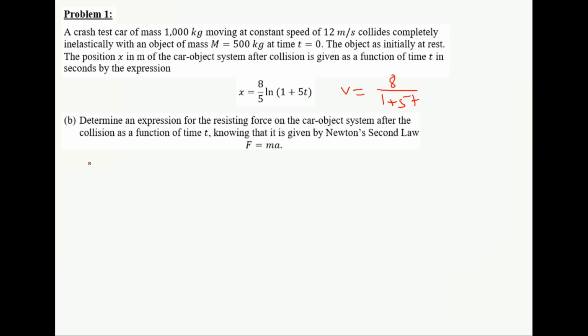Part B, determine an expression for the resisting force on the car-object system after the collision as a function of time t, knowing that it is given by Newton's second law, F is ma. So the resisting force is given by the law of dynamics, Newton's second law, F is ma. We need the mass and we need the acceleration. We're talking about the system which consists of the car and the object. The mass would be given by 1000 plus 500, which is 1500 kg.